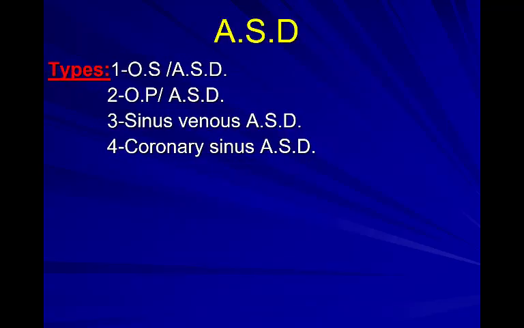Types of atrial septal defect: there are 4 types according to the anatomy of the interatrial septum. Ostium secundum ASD is the most common. Ostium primum ASD is rarely isolated; it is a part of endocardial cushion defect. Sinus venosus ASD, and coronary sinus ASD.